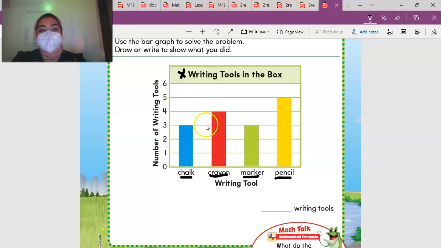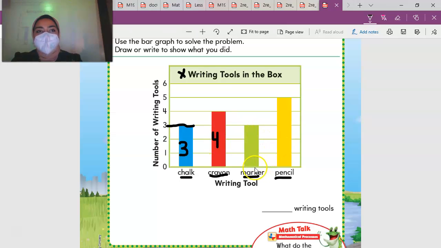So if we read the data on this bar graph, who wants to raise their hand and tell me how many pieces of chalk were there in the box? Leah. 3, very good, because the chalk ends right there, and if I put my pencil there and go all the way to the numbers on the side, the scale, it shows 3. So there are 3 chalks in the box. How many crayons are in the box? Christian. 4. Good job. Thank you for raising your hands, guys.